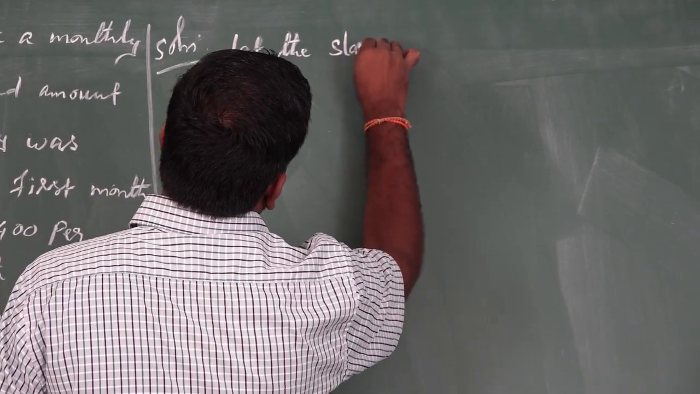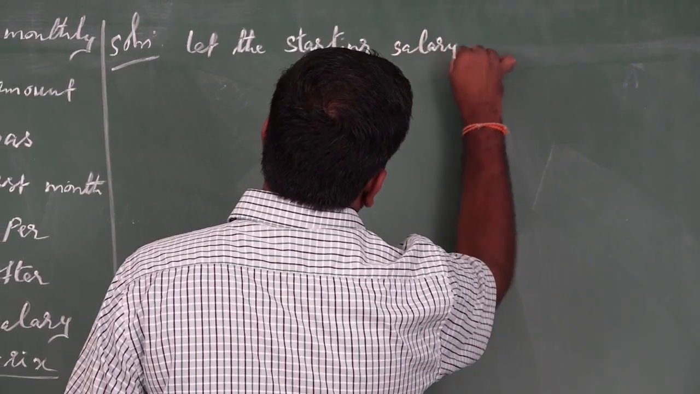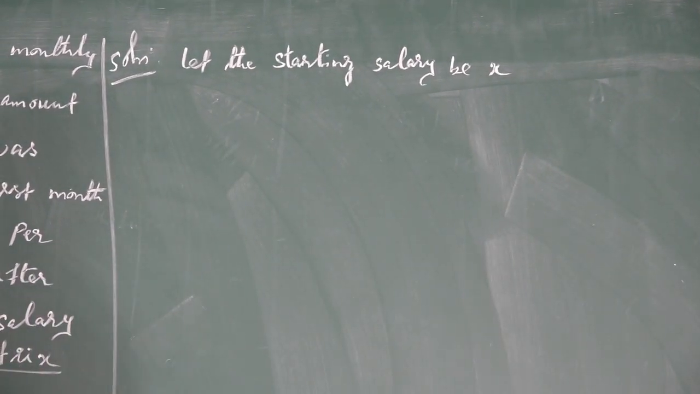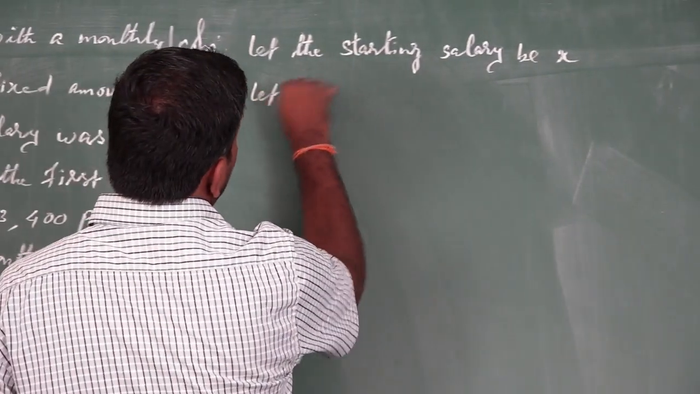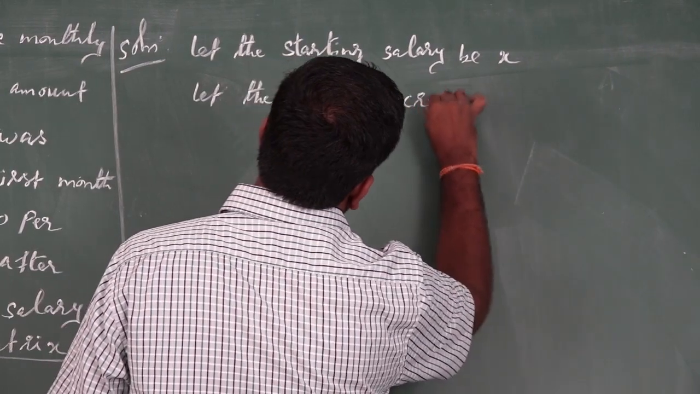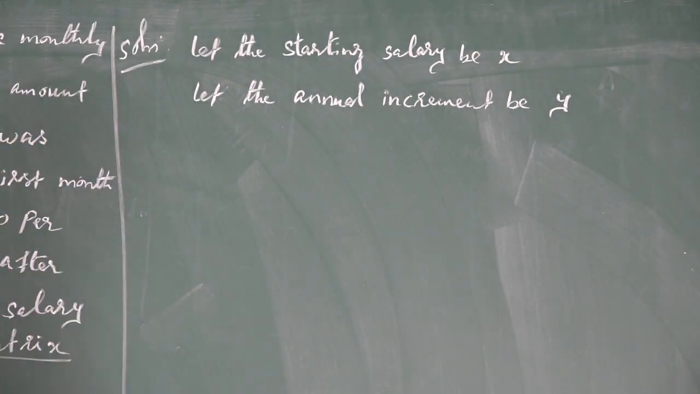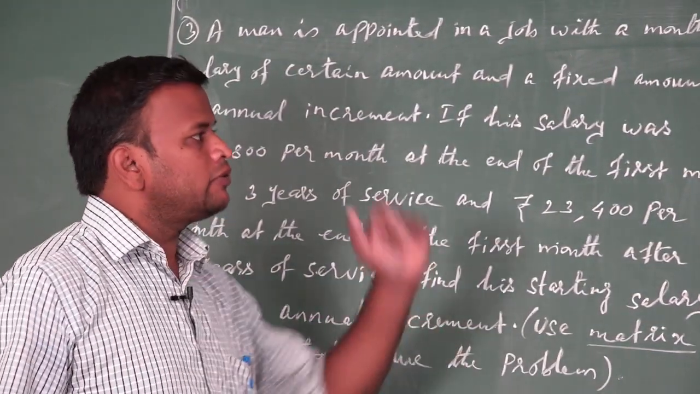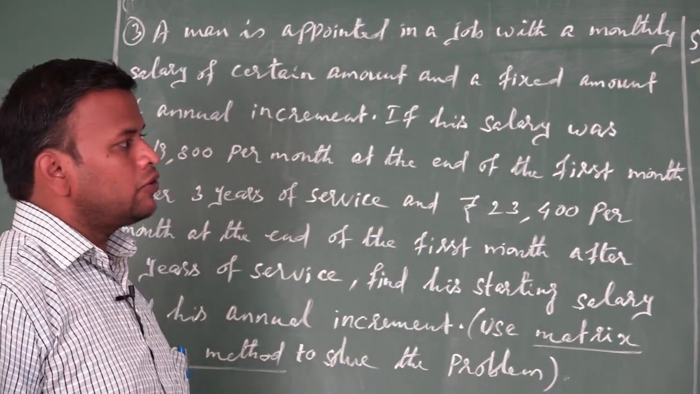Let the starting salary be x. We don't know the starting salary, so we will take it as x. And also let the annual increment be y. To find these two values, the starting salary as x and the annual increment as y, by the given data we form two equations.